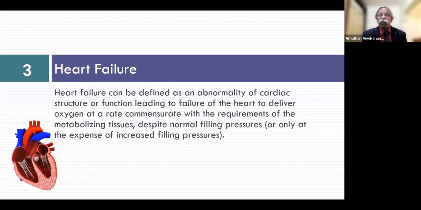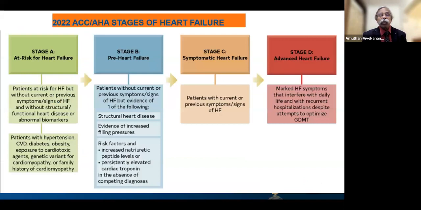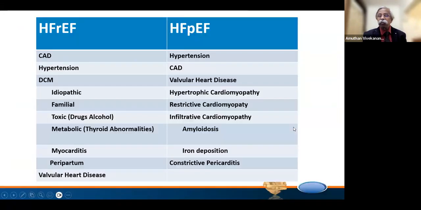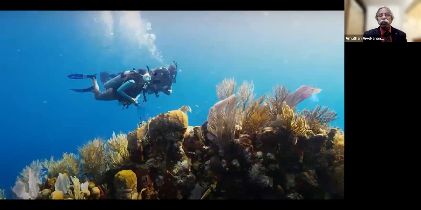Now coming to the third topic, that is heart failure, which can be defined as an abnormality of the cardiac structure or function leading to the failure of the heart to deliver oxygen at a rate commensurate with the requirements of the metabolizing tissue. So it is mainly classified on the basis of ejection fraction. So a patient with MI can have heart failure with reduced ejection fraction, mid-range ejection fraction, or preserved ejection fraction. These are the stages, stage A, B, C, and D. In all these stages, echocardiography helps you. Now, I will show some of the cases.